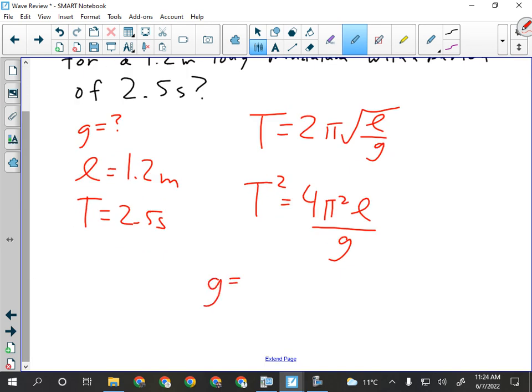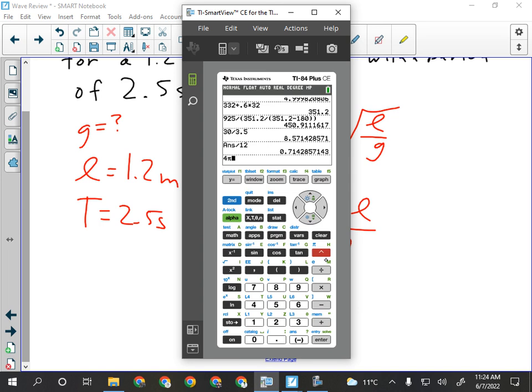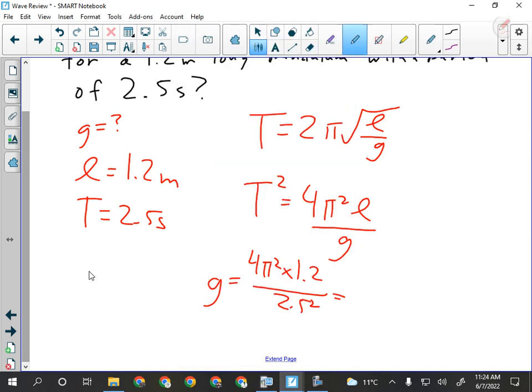So we'll have g equals 4 pi squared times 1.2 divided by 2.5 squared. So 4 pi squared, whoops, I forgot to do the times L. Times 1.2. Now divide that by 2.5 squared. All right, so we are looking at an acceleration due to gravity of 7.6 meters per second squared. So obviously not Earth.